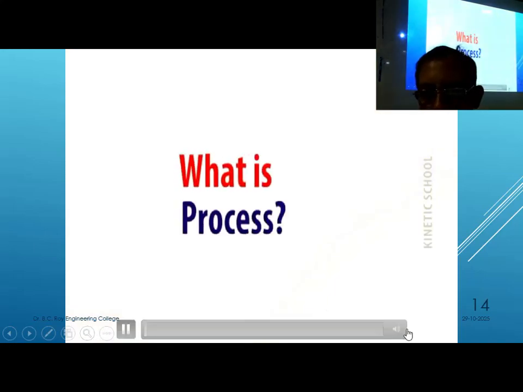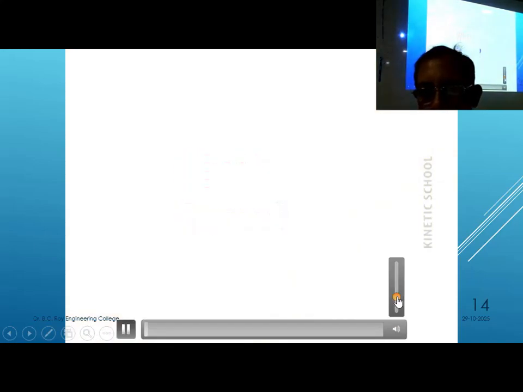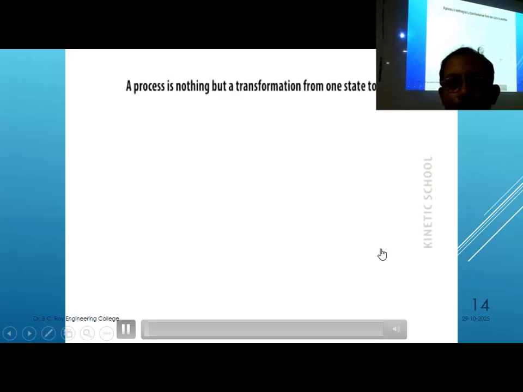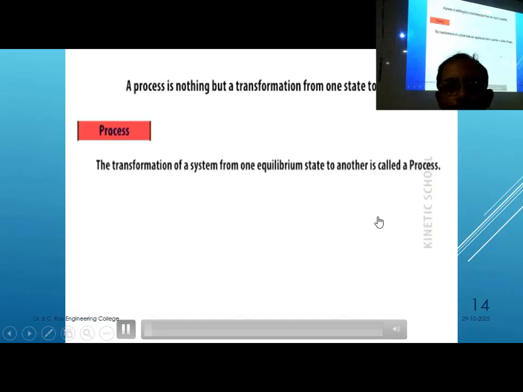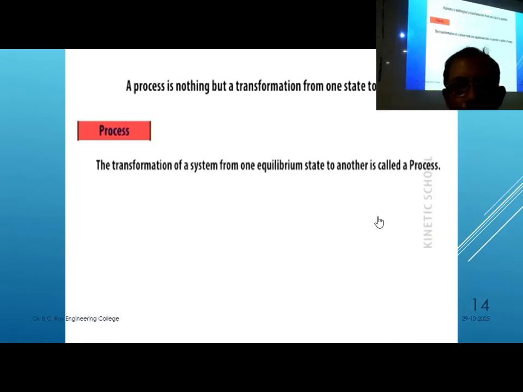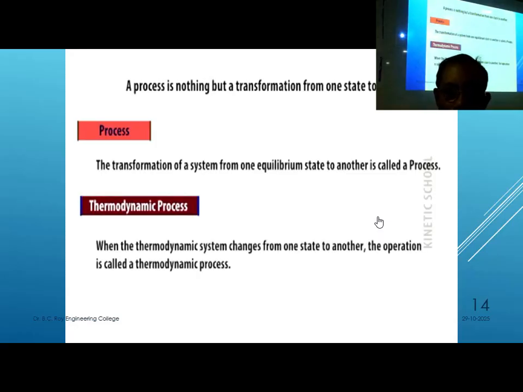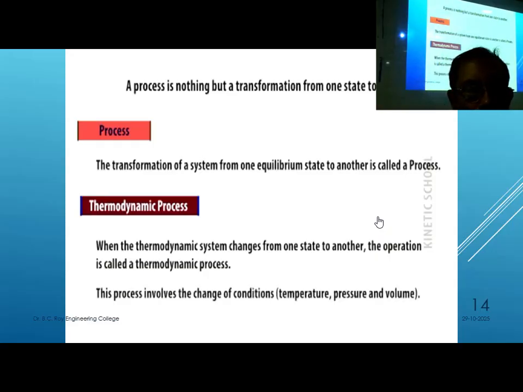At first, we need to know what is process. A process is nothing but a transformation from one state to another. But in thermodynamics, the transformation of a system from one equilibrium state to another is called a process. Now, what is thermodynamic process? When the thermodynamic system changes from one state to another, the operation is called a thermodynamic process. This process involves the change of conditions such as temperature, pressure, and volume.